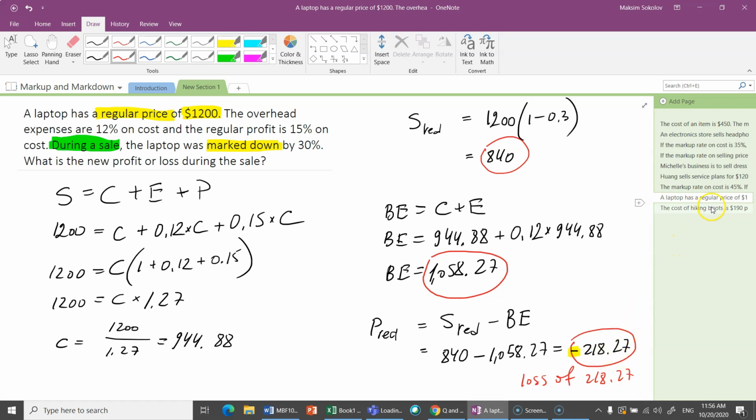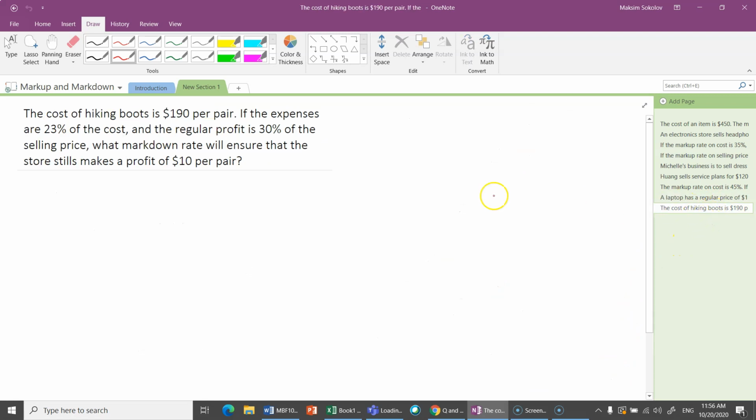Now let's check out our last problem. The cost of hiking boots is $190 per pair if the expenses are 23% on the cost and the regular profit is 30% of the selling price. What markdown rate will ensure that the store still makes profit of $10 per pair?